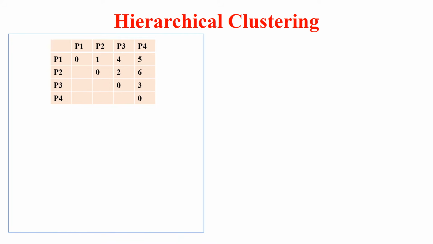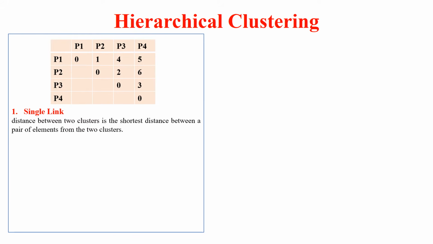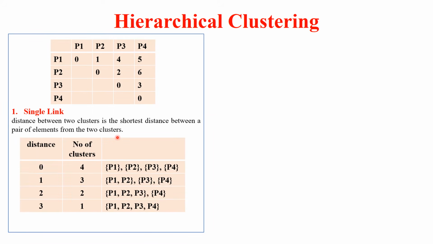Let us consider this distance matrix. For single link, the distance between two clusters is the shortest distance between a pair of elements from the two clusters. When the distance is 0, there will be 4 separate clusters. When the distance is 1, there are points P1 and P2 within this threshold. So we can merge P1 and P2 as a single cluster. P3, P4 will be acting as separate clusters.